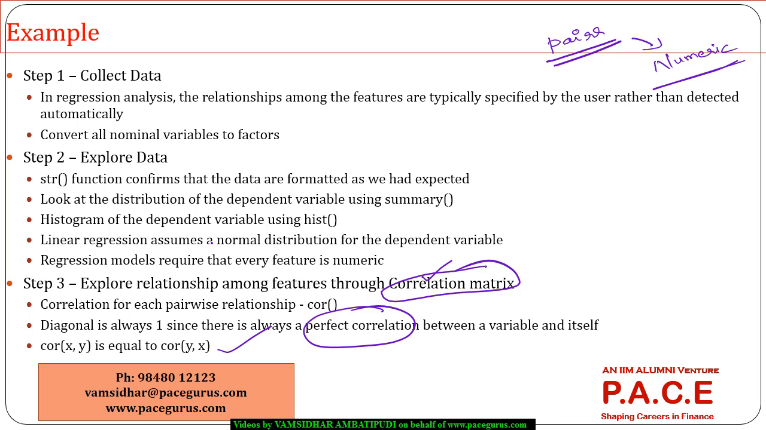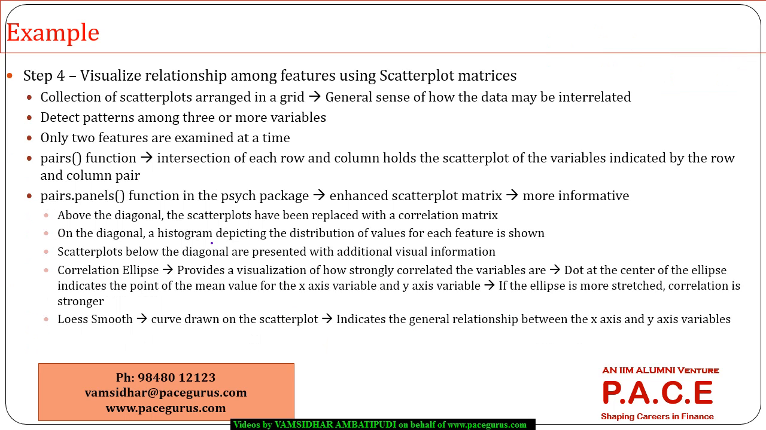So after finding out the correlation, we can also look at visualizing the relationship. Correlation is just a number, but the same thing, we can visualize the relationship in a graphical form, and for that we generally use scatter plot matrices. So it's nothing but a collection of scatter plots. Instead of plotting scatter plots separately for each x and each y, we can have it in the form of a grid. So it's a collection of the scatter plots in a grid form.